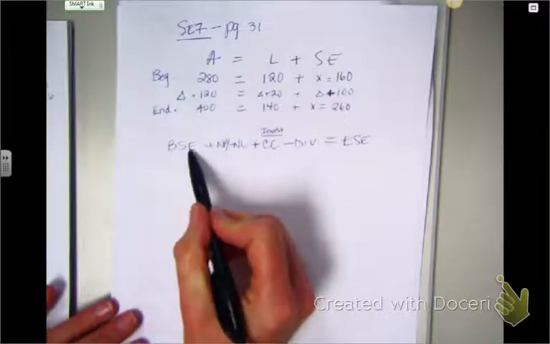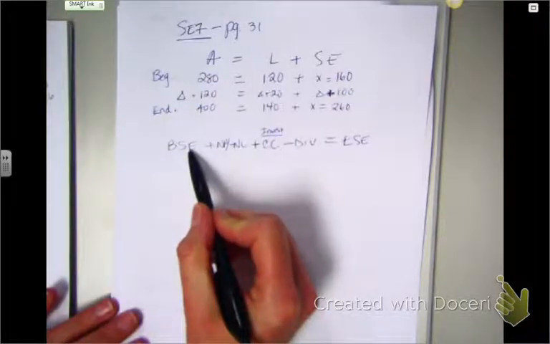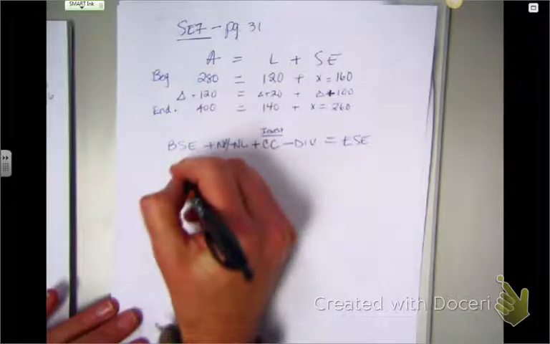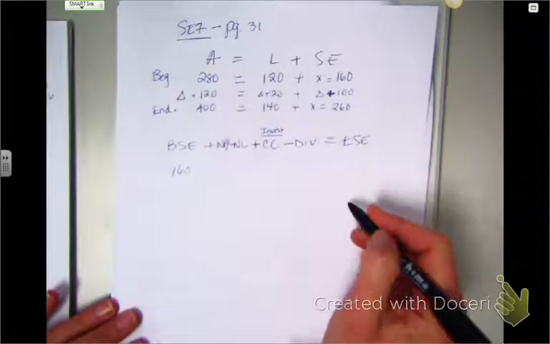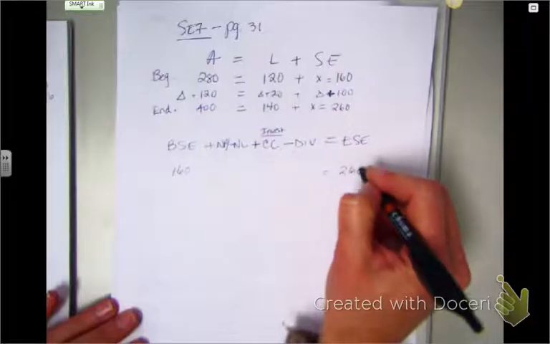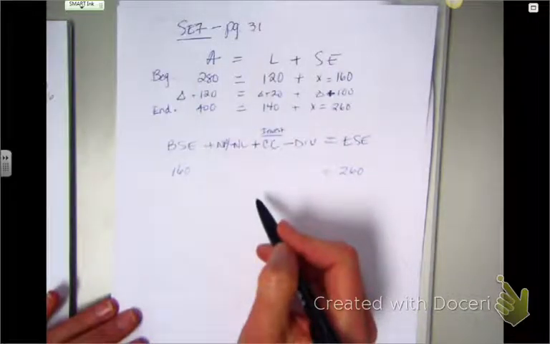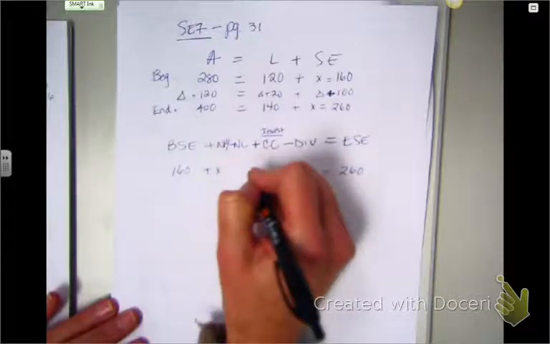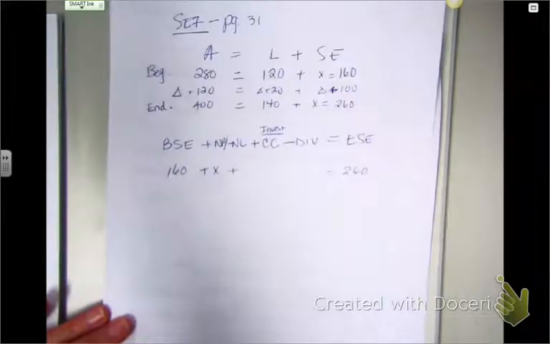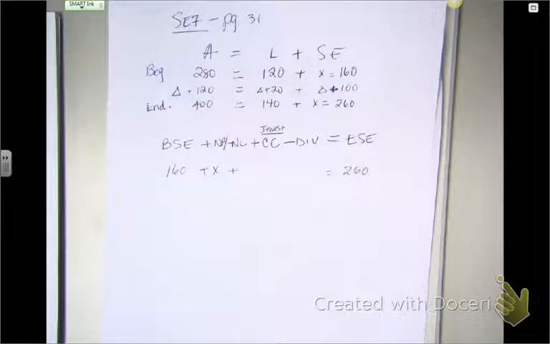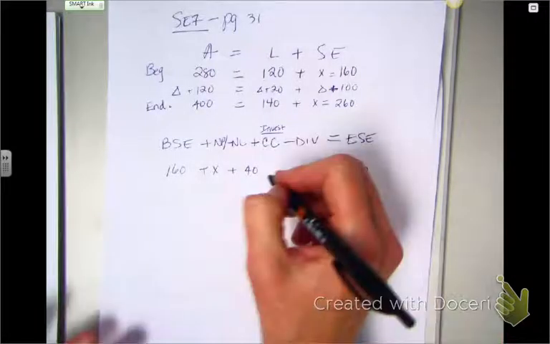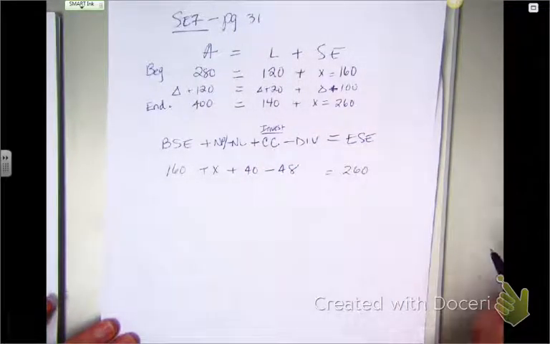Do we know what the beginning stockholders' equity was? 160. What about our ending stockholders' equity? 260. Do we know what our net profit or loss is? No, that's our X for this problem. What about our contributed capital? It said in the problem that we had an investment of $40,000. And then our dividends? Minus 48. Okay. So now, can we solve this? Yes, we can.